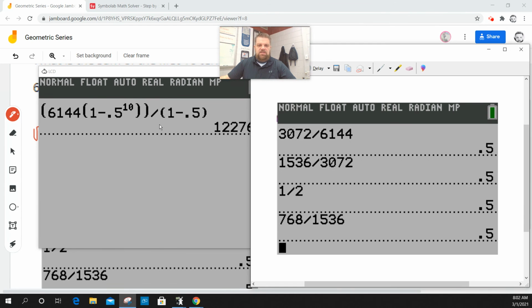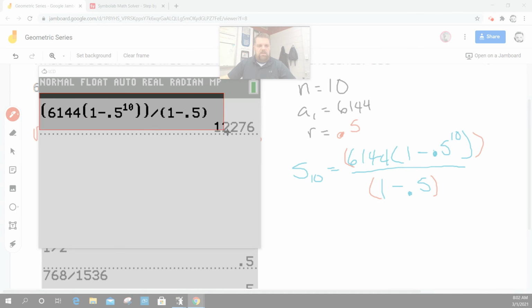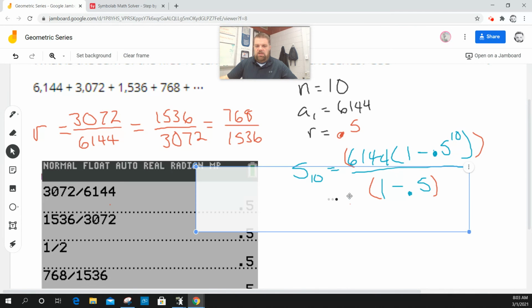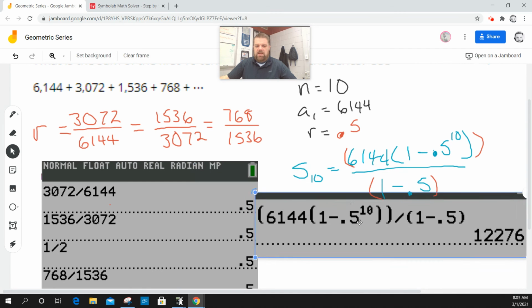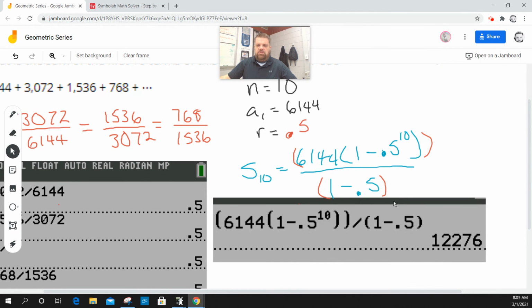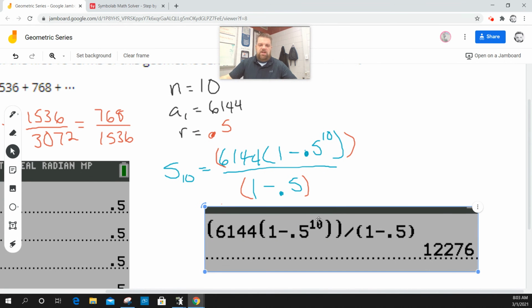I'm going to put this in the notes because a lot of times what kids will do, and this is where they make their mistake, is they don't have the parentheses the way that they should, and the calculator doesn't know that it's the wrong answer. It just spits it out. So if you don't have these parentheses set up correctly, it just spits out the answer.